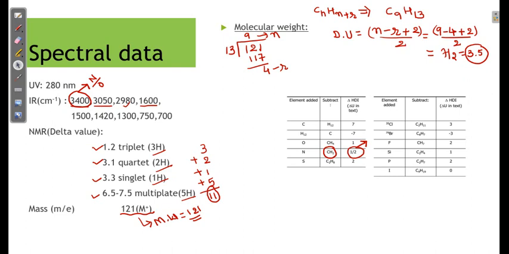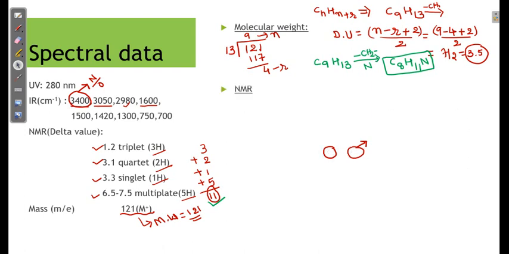So from this molecular formula C9H13, we remove the CH2 and add nitrogen. What we get is C8H11N. This is the most possible molecular formula, because the hydrogen is matching with the NMR, and NMR is a very important tool to calculate it. So let us go ahead and understand the NMR.